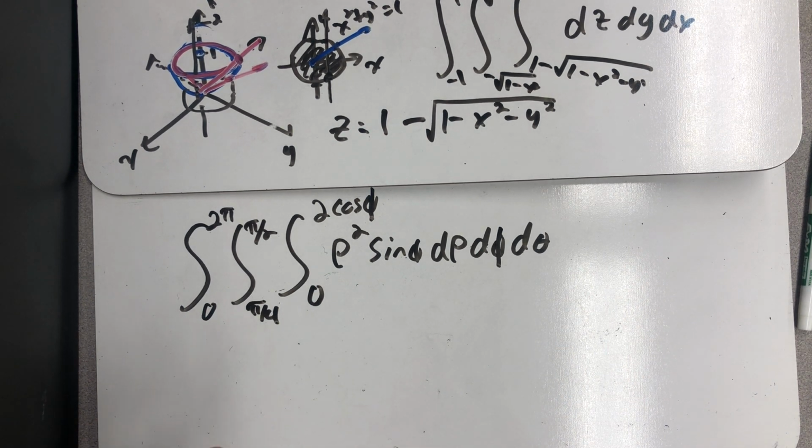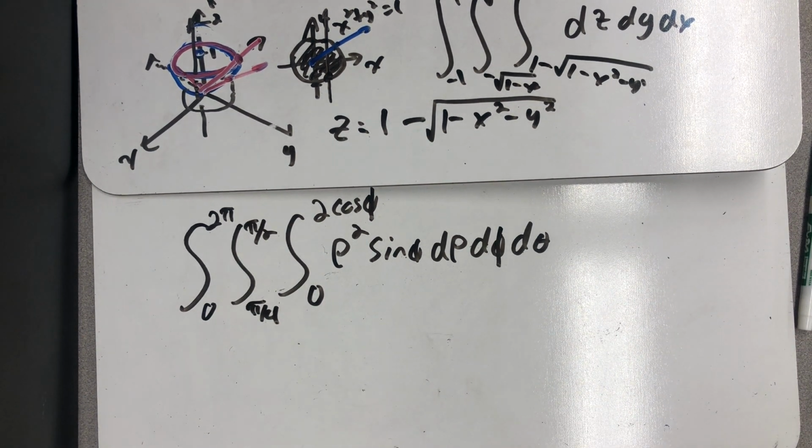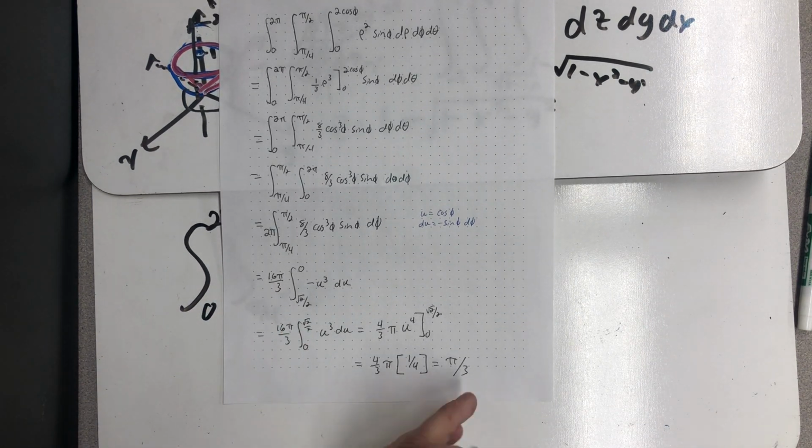I don't know what you actually chose, but I would have chosen this one. In fact, I did choose this one, and I've evaluated it. And here's my solution. You actually get pi thirds as the volume of this particular bread bowl.